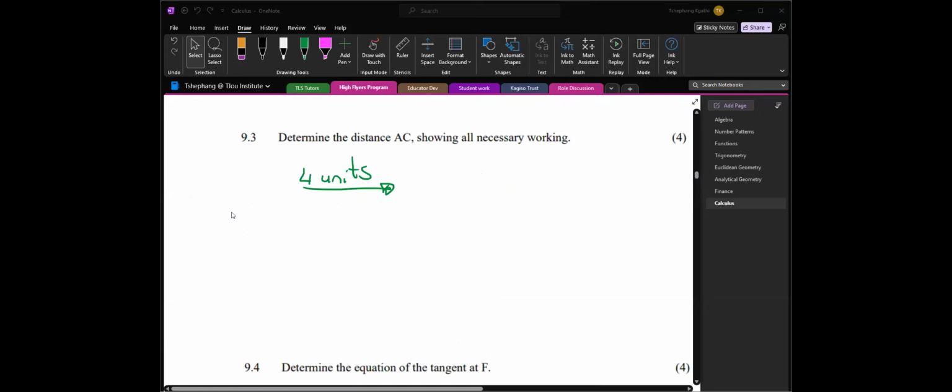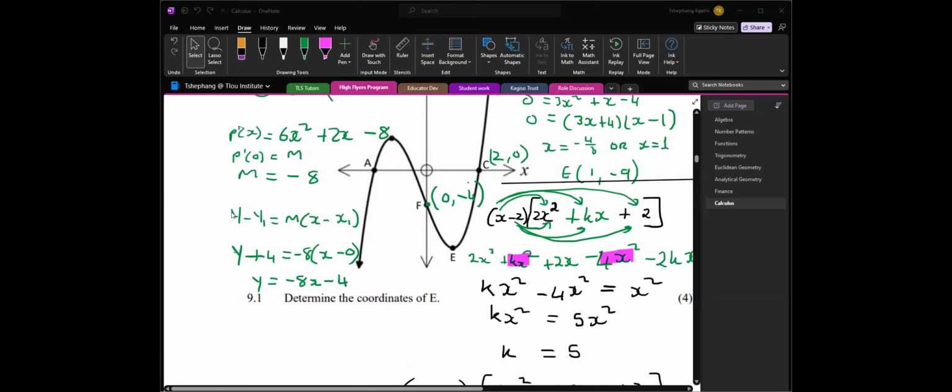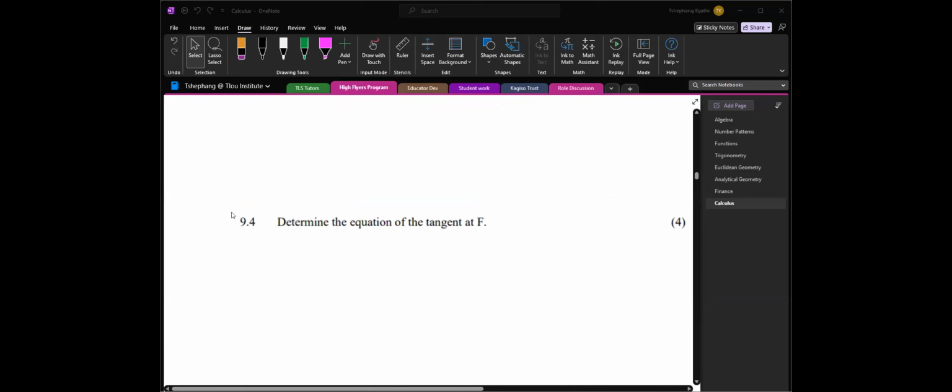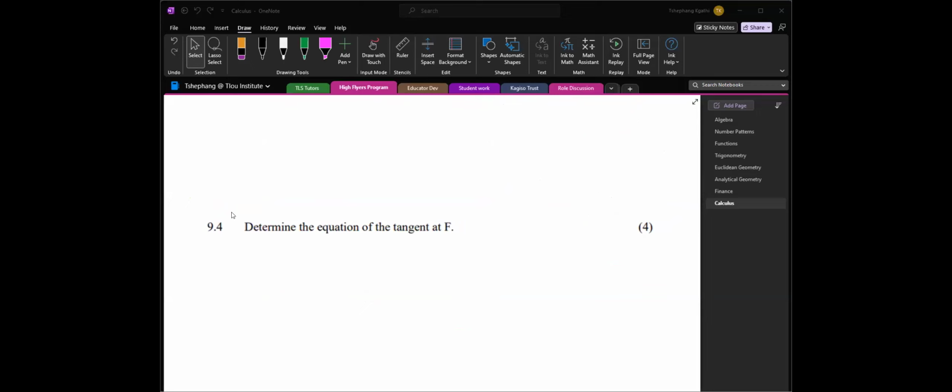Okay, I'm going to just quickly go over it. So the question itself is saying, determine the equation of the tangent at F. So there's a tangent. A tangent, what is a tangent? It's a straight line, right, that passes at that point only once. So we know there's a straight line passing through F.